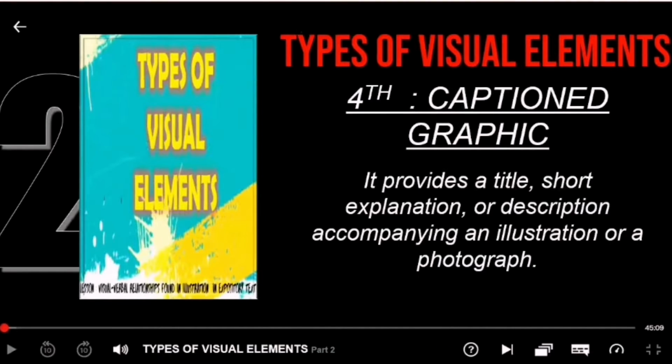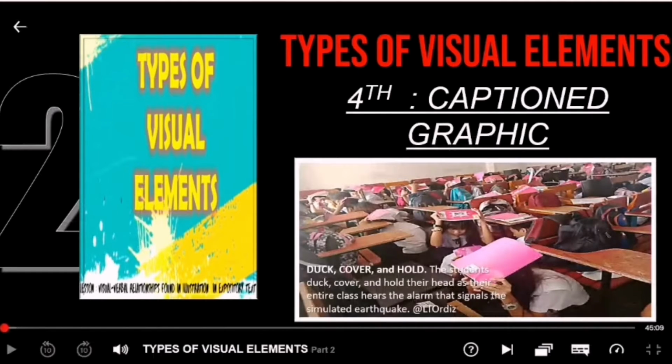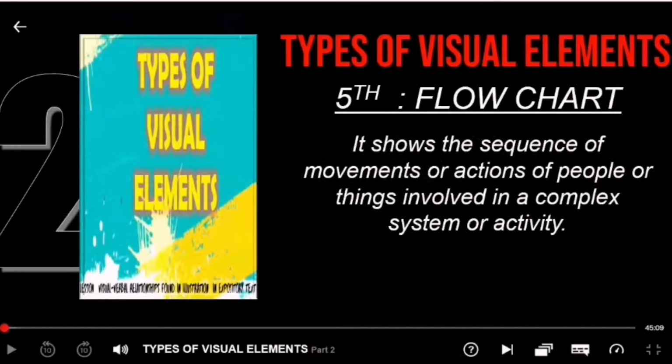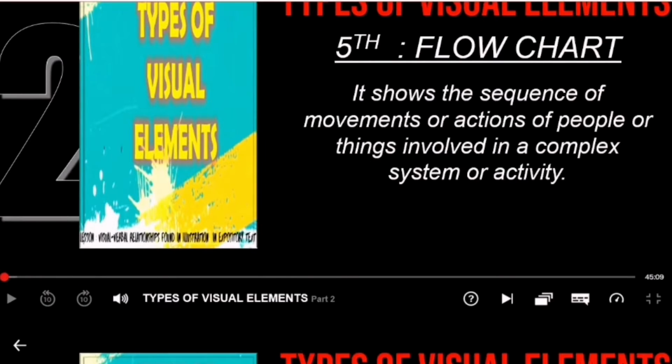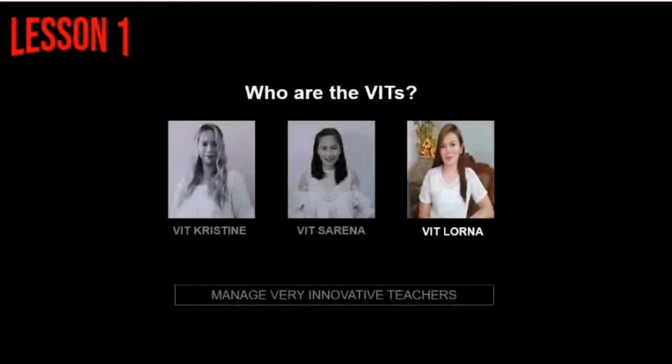The fourth one is the caption graphic. It provides a title, short explanation, or description accompanying an illustration or a photograph. And this is an example of it. Lastly, we have the flowchart. It shows the sequence of movements or actions of people or things involved in a complex system or activity. And this is the example of a flowchart. Did you get it right?